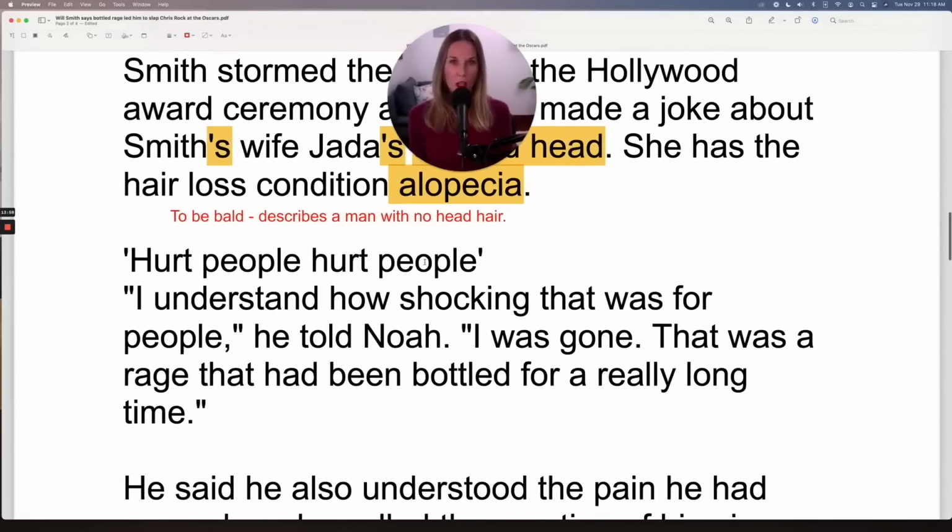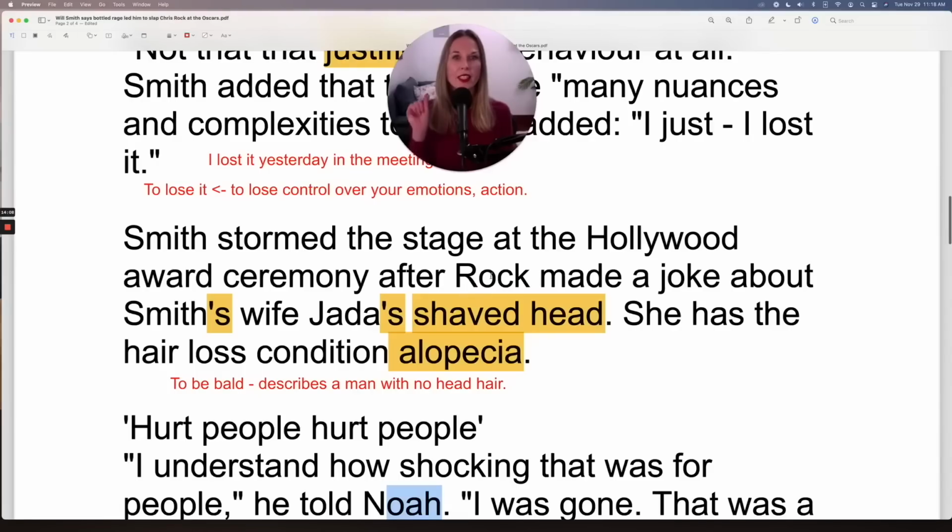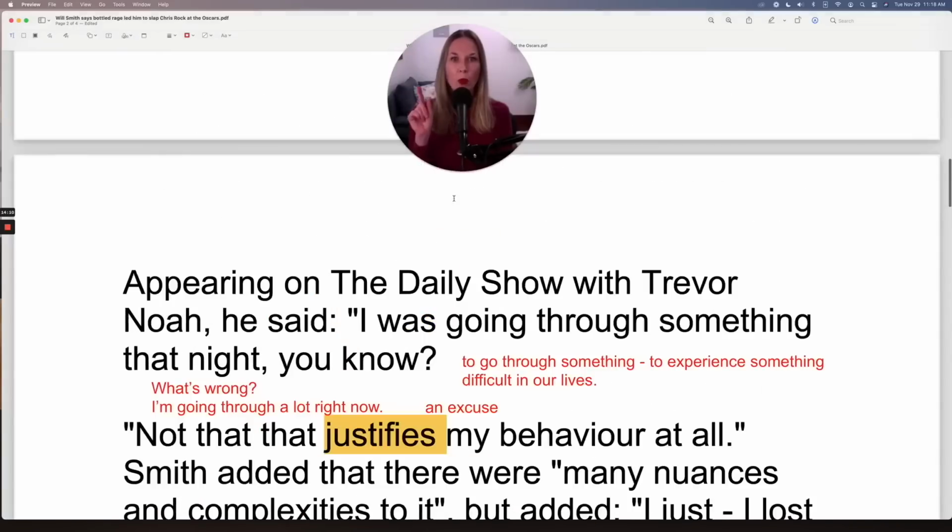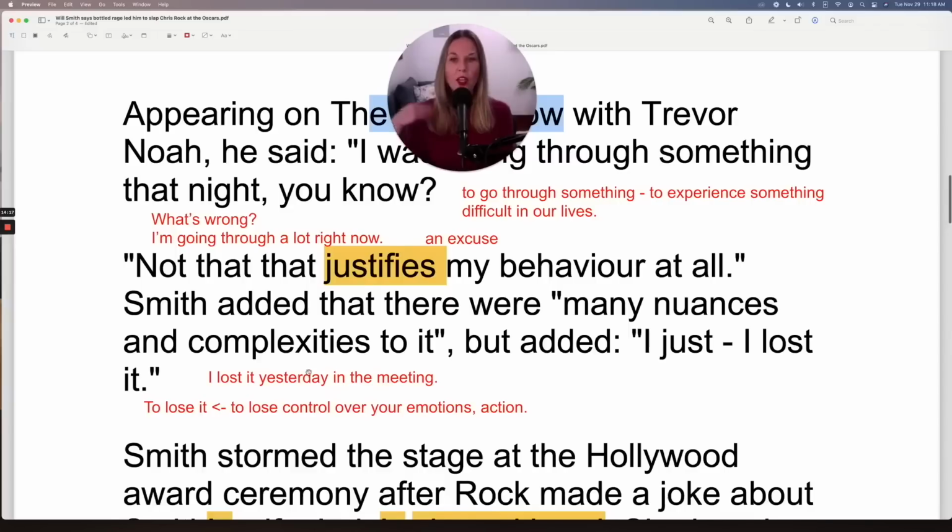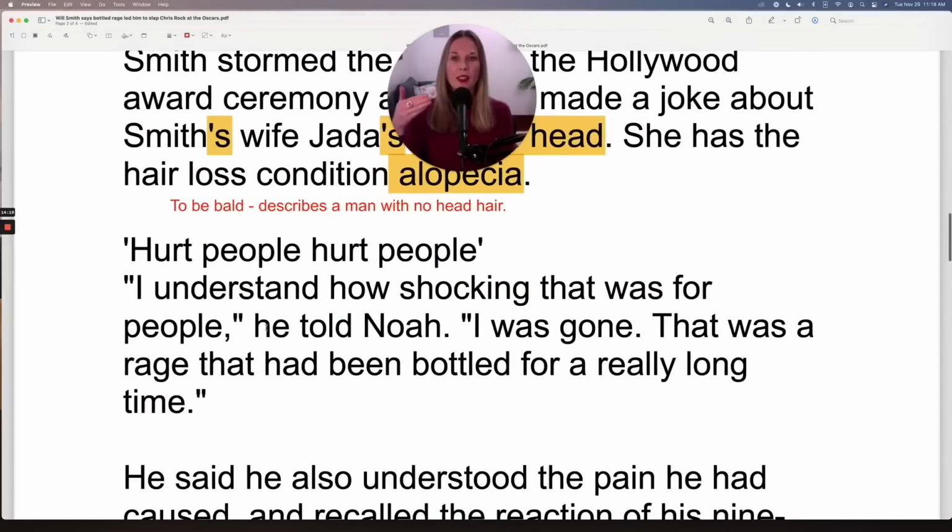Hurt people hurt people. I understand how shocking that was for people, he told Noah. Noah is the TV show host. Remember, Will Smith went on The Daily Show with the host Trevor Noah. So Will Smith is saying this to the TV show host Noah.